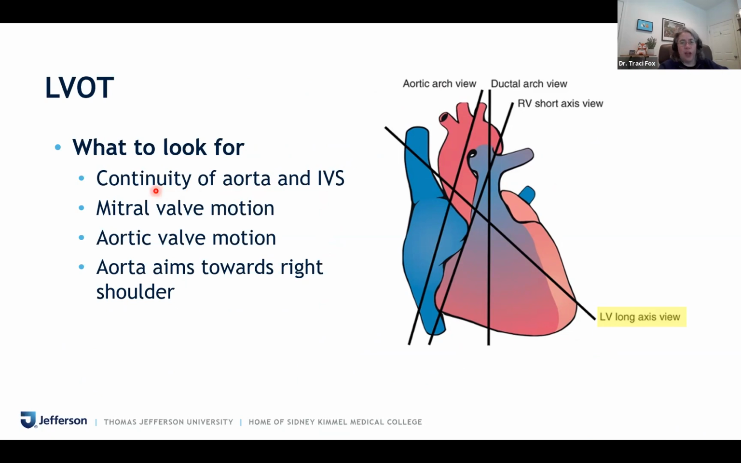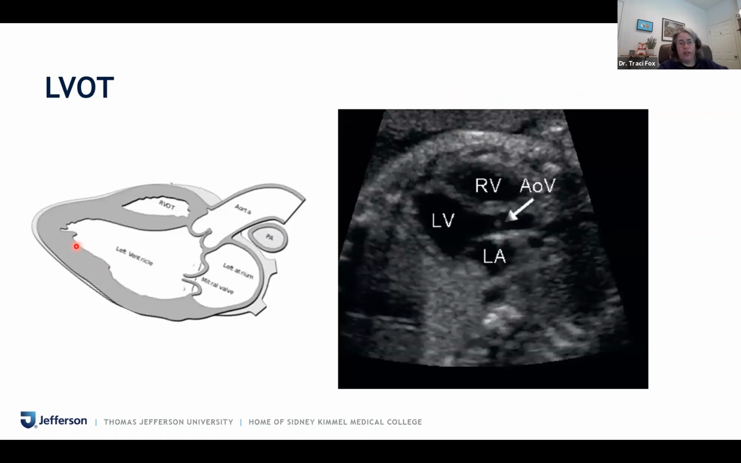What are we going to look for in the LVOT? Continuity of the aorta and interventricular septum, the motion of the valves, and the aorta should aim towards the fetal right shoulder. So here is a drawing: left atrium into left ventricle, out the aorta. Continuity of the IVS. This should all be one long line with no breaks. Look at the valvular motion for the mitral valve and the aorta. Those are the key things in this view. And this is beautiful. This is the LVOT, left atrium and the left ventricle, out the aorta. And then we can see a piece of the right ventricle there.